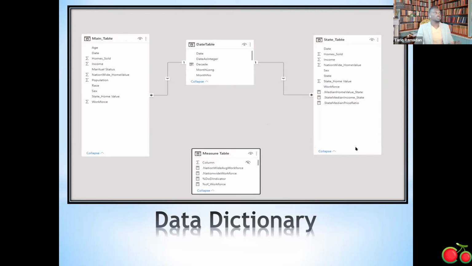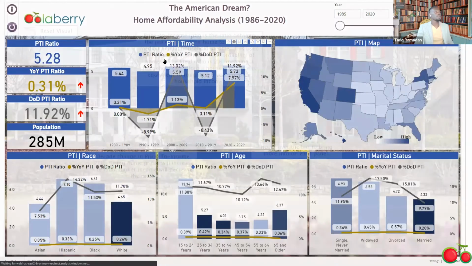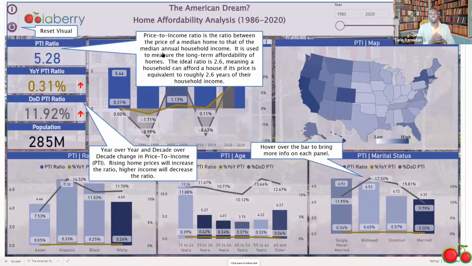So as far as the keyword, what is a PTI? The PTI is a price to income ratio. It is a ratio between the price of a median home and the median annual household income. In simple terms, it measures affordability.